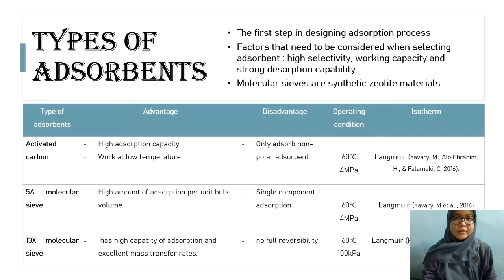Before designing an adsorption process, the first step is to select the type of adsorbent. Some factors that need to be considered when selecting an adsorbent are high selectivity, high working capacity, and strong desorption capability. In this table, you can see several commonly used types of adsorbents such as activated carbon, 5A molecular sieve, and 13X molecular sieve. These adsorbents have their own advantages and disadvantages.